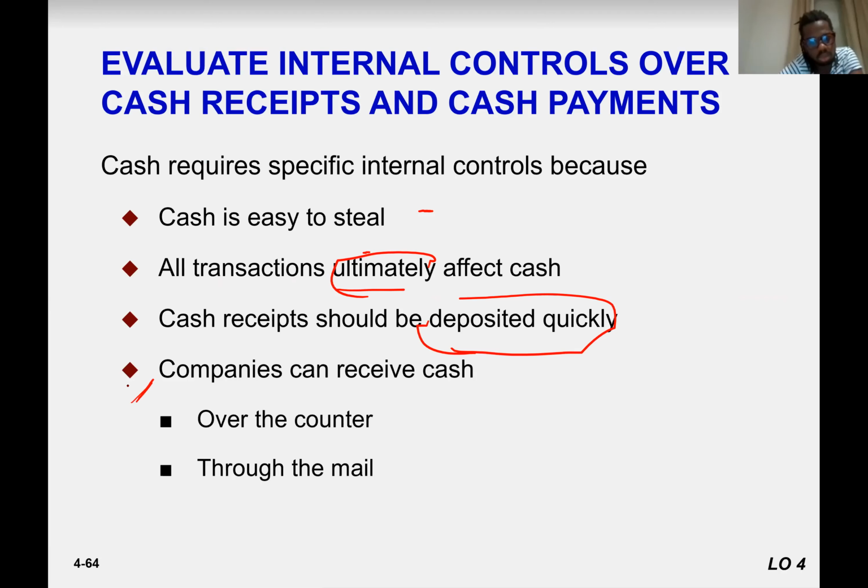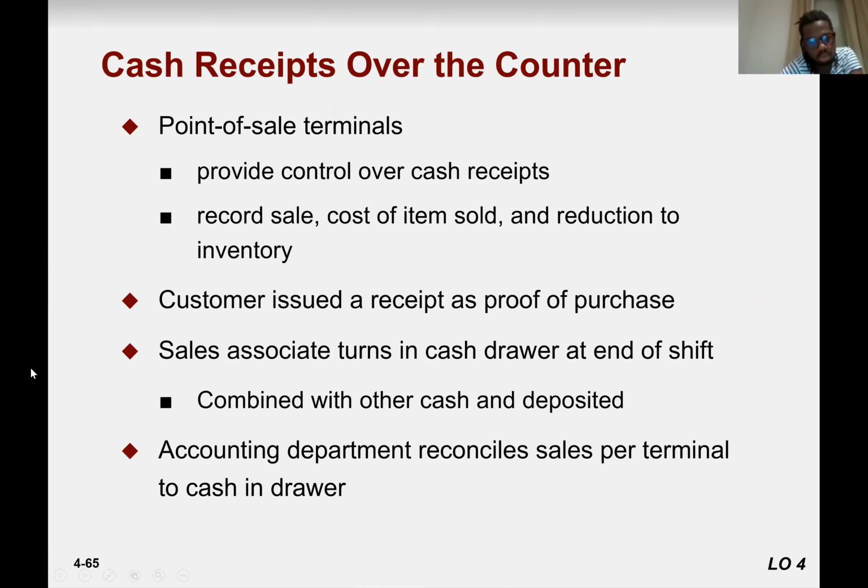So there should be two things. Those who are receiving the cash must be a separate person from those who are issuing or recording the cash. If I receive the cash and I am responsible for recording, then the chances of fraud are higher, because I may record a different amount and receive a different amount of cash. I may receive 4,500, but I record 450. The rest of the cash I took into my pocket, right? So this is how you establish control.